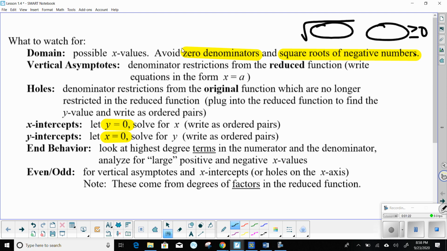End behavior, that's just 1.3. That's what we just barely did. We're comparing the degree of the top to the degree of the bottom, and then trying to find out what happens as x gets really big. Asymptotes, even and odd. Once we look at it, we can decide if both sides are going up or both sides are going down. So those are all things that we've talked about and that we've done, but we're going to put them all together to help us to graph these curves.